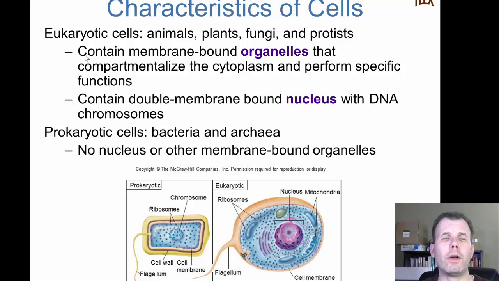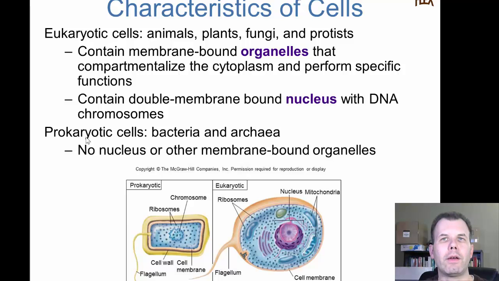When we talk about eukaryotic cells, these contain membrane-bound organelles. These are the animals, plants, fungi, and protists. They contain a double membrane-bound nucleus with DNA, and they have the organelles. What makes them different is that they're quite a bit larger than a bacterial cell.